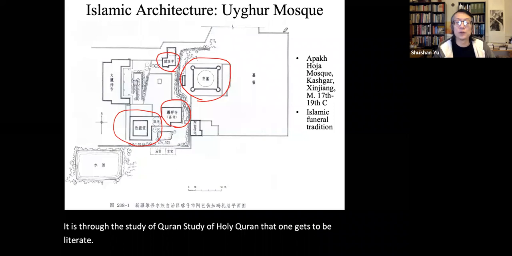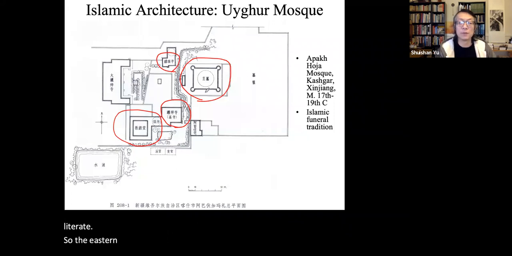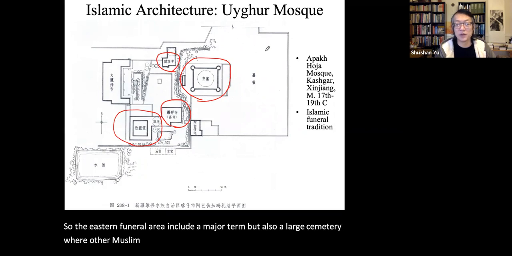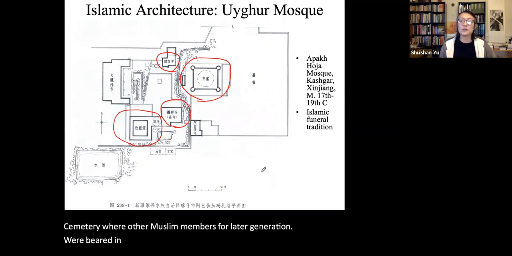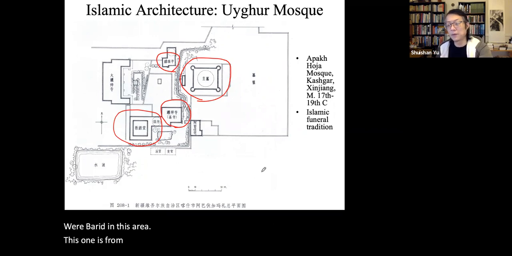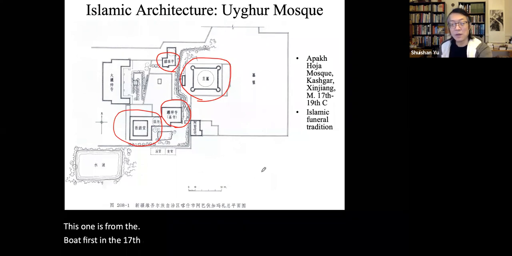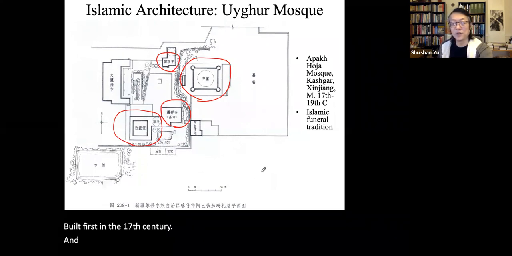So the Eastern funeral area includes a major tomb, but also a large cemetery where other Muslim members of later generations were buried in this area. This one was built first in the 17th century, and the tradition continued through the 19th century.